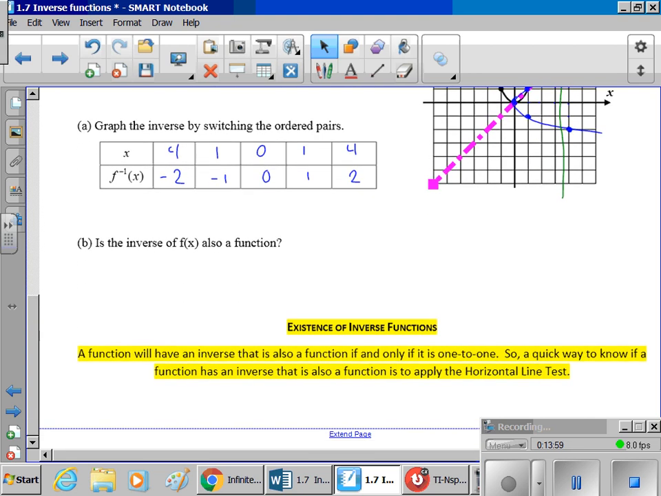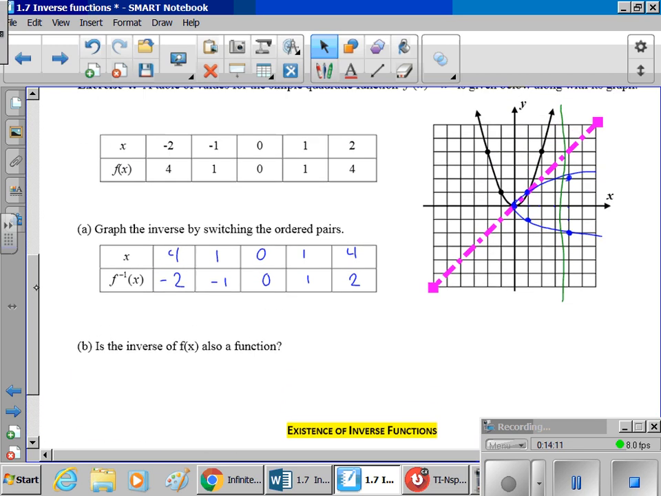A function will have an inverse that is also a function if and only if it is 1 to 1. So a quick way to know if a function has an inverse that is also a function is to apply the horizontal line test. Going back up, I'm going to apply the horizontal line test to my y equals x squared, my original function, which I'm going to do in green. So I'm going to try my horizontal line, and immediately it's going to fail. Because this fails the horizontal line test almost everywhere imaginable, its inverse is not going to be a function. It's going to fail the vertical line test. All right, so work on the independent practice, and we will see you soon.